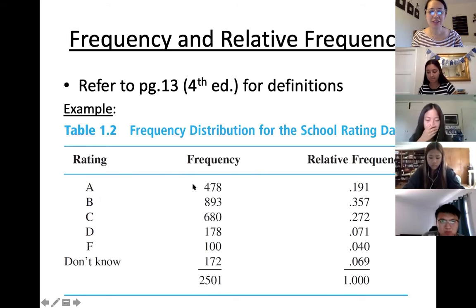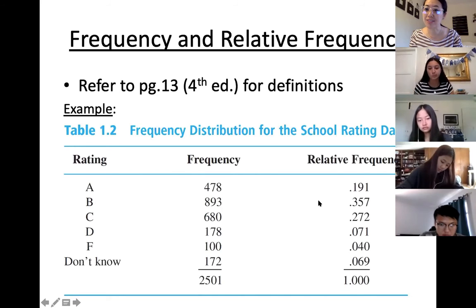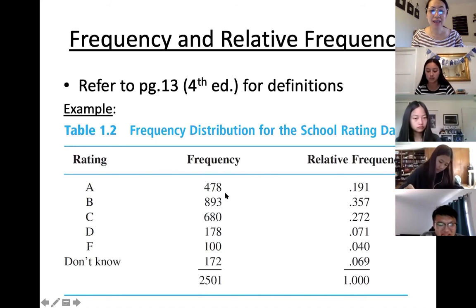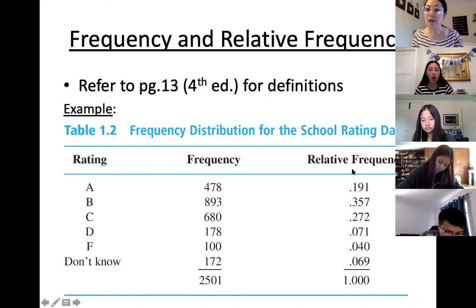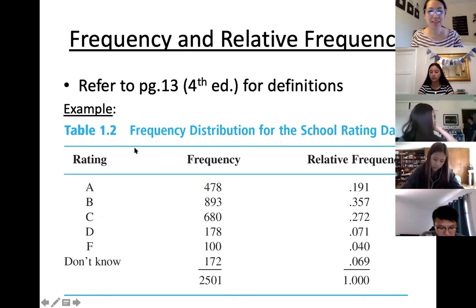Frequency is just you count how many are in each category. All right, so here there's 478 in category A. You just count how many there are. Relative frequency is talking about like the percent or the proportion. All right, so we have 478 in the A category, and we can tell that with frequency. Relative frequency, I can see that there's 19.1% of category A.